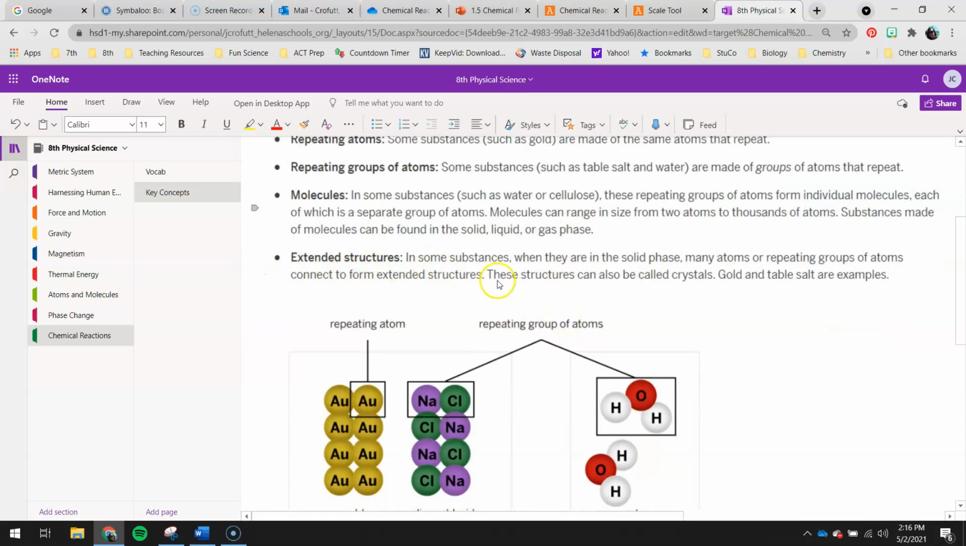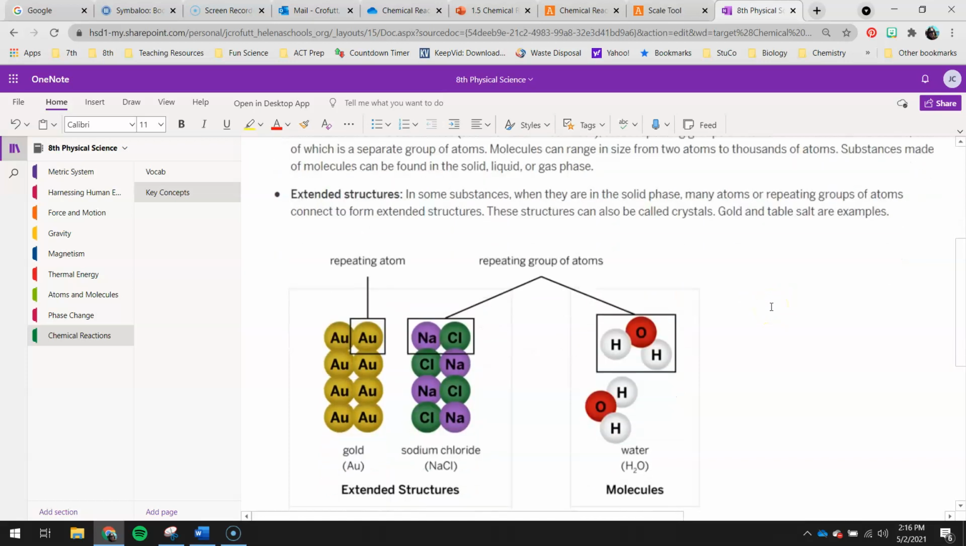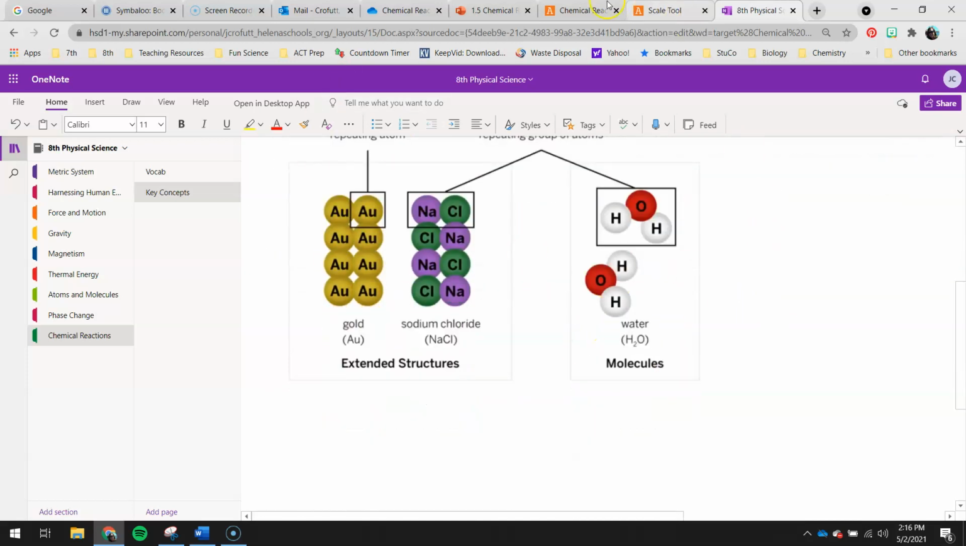Then finally, extended structures are typically solids, where they have many atoms or molecules repeating themselves to form extended structures. These can also be called crystals, with gold and table salt as examples. Okay, so there are your examples for today.